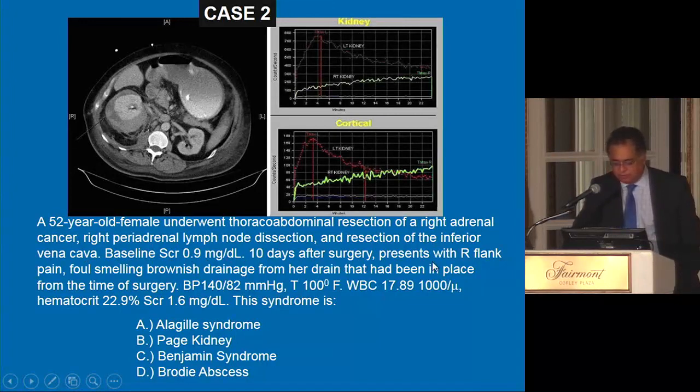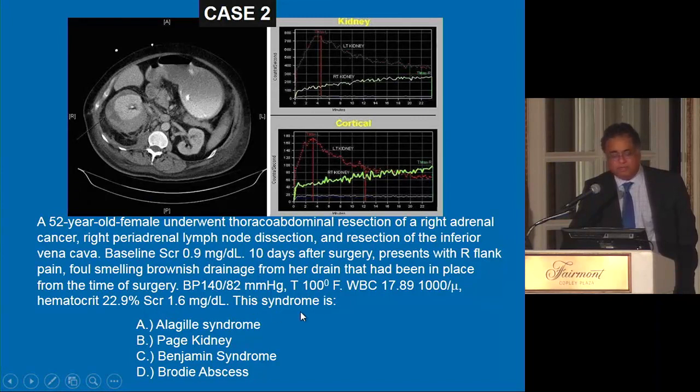10 days after surgery, she presented with right flank pain, foul-smelling brownish drainage from her drain that had been in place from the time of surgery. Blood pressure was 140/82, her temperature was 100 degrees Fahrenheit, white count 17,000 and change, hematocrit 23%, creatinine of 1.6.